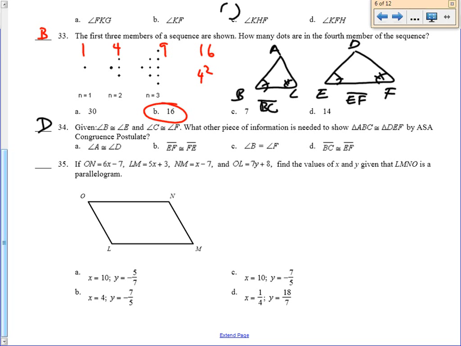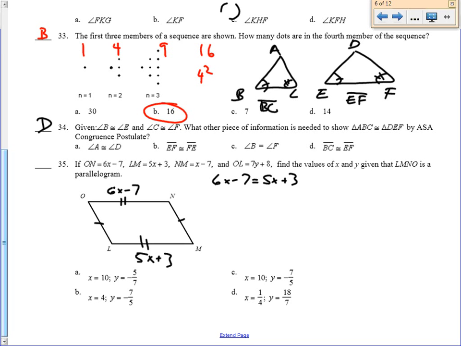According to this picture, yes, opposite angles are congruent, consecutive angles are supplementary, all that stuff. But according to this problem, they're wanting to make sure you know this. So guys, I would physically put it in there. ON is 6x minus 7, and LM is 5x plus 3. So that leads me to 6x minus 7 equals 5x plus 3.